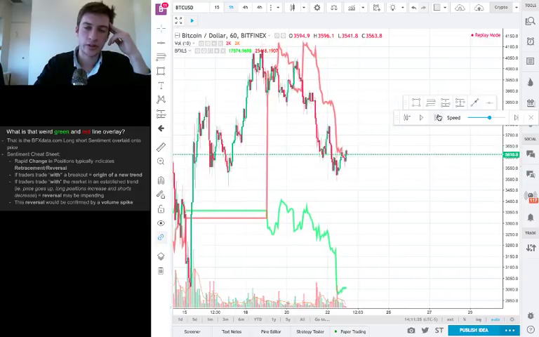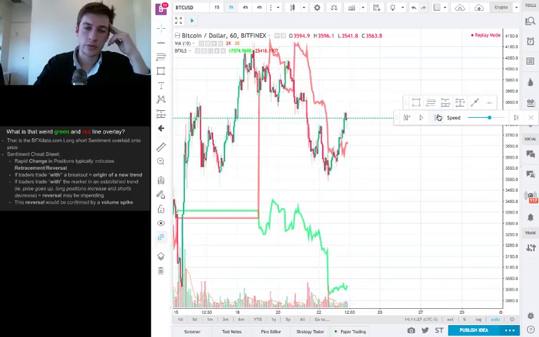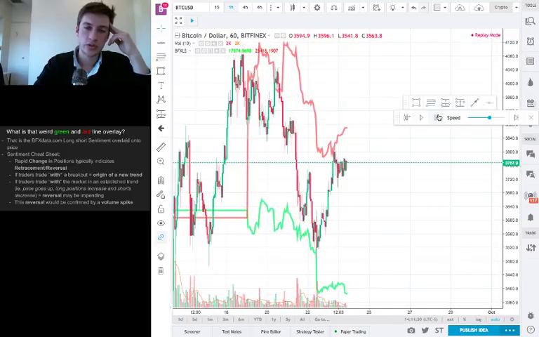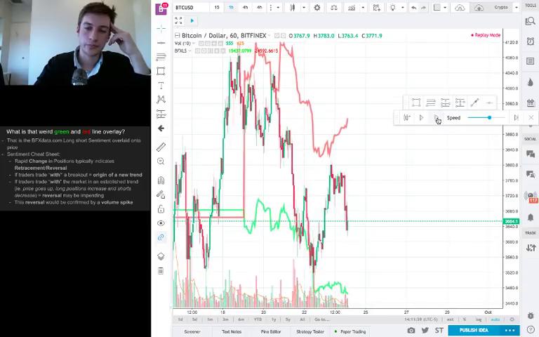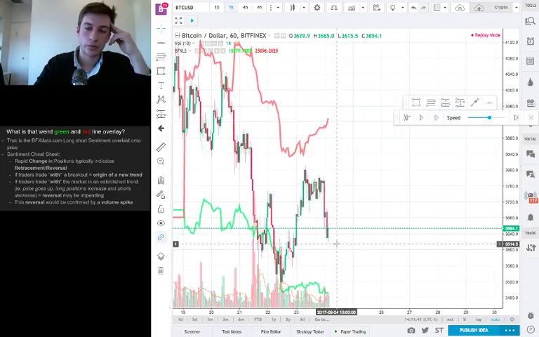Now they're both increasing. Okay, now do we get some divergence? Yeah, shorts are increasing a lot quicker than longs are. Longs are really doing nothing with this move, and it seems like shorts are really shorting this move a lot. Okay. Oh, this could be interesting.